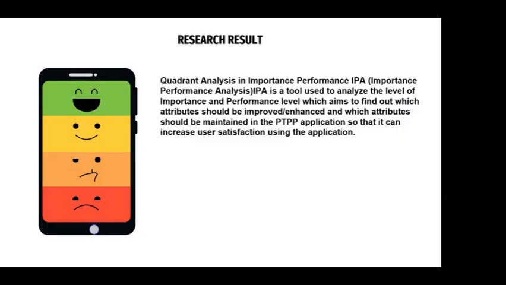So for the quadrant analysis, importance performance analysis, or IPA, is a tool that we use to analyze the level of importance and performance level, which aims to find out which attributes should be improved, and which attributes should be maintained in the PTPP system or application, so that it can increase user satisfaction using the application.